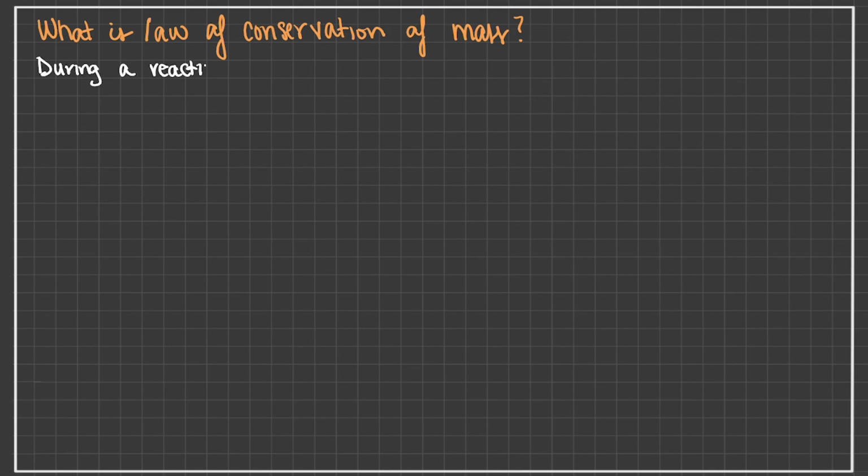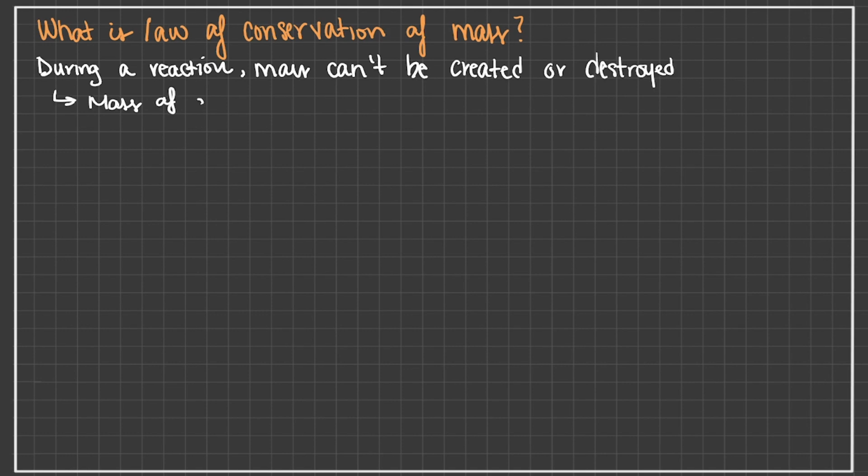So what is the law of conservation of mass? During a reaction, we must establish that no mass can be created during a reaction, nor can it be destroyed during a reaction. In other words, this means that all of our reactants in the reaction must equal the mass of all of our products.